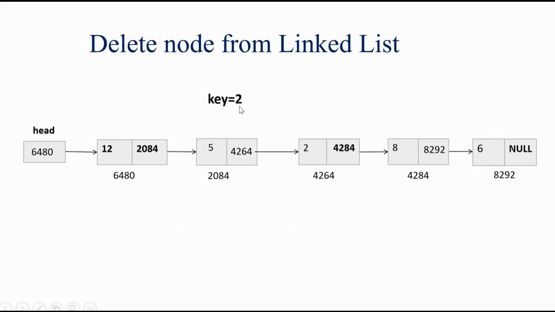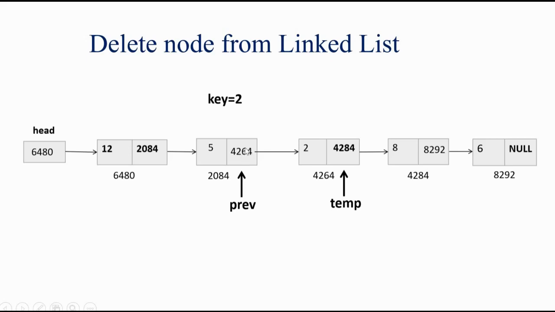Now if I give 2, first we need to find the node which we want to delete using the temp pointer and using the while loop. So here we found out our node. Now temp is pointing to this node and previous is pointing to the node before the node to be deleted. So we have two pointers now. We will see how this node can be removed from the linked list.